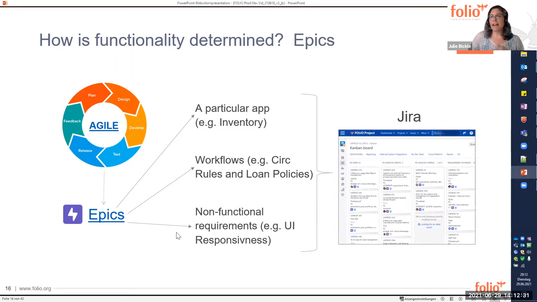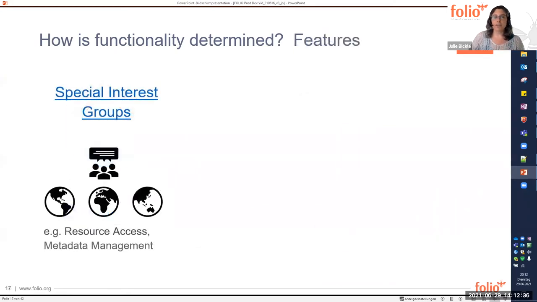Now, parallel to Jira, as part of the FOLIO project, there are special interest groups, also known as SIGs, composed of experts from libraries around the world. Anyone is welcome to join in and participate to talk about their area of expertise and interest. There are currently about 10, 15 SIGs, the number's growing, and each represents a particular area of library work. For example, metadata management or resource access.